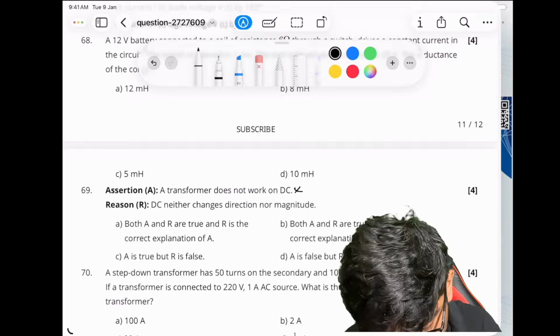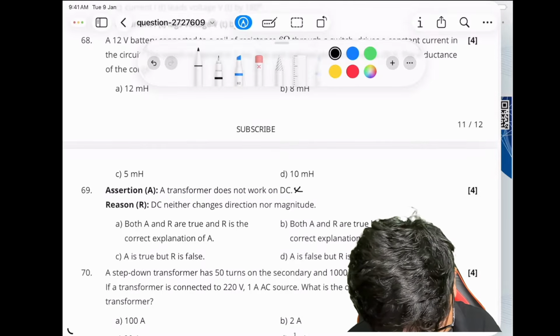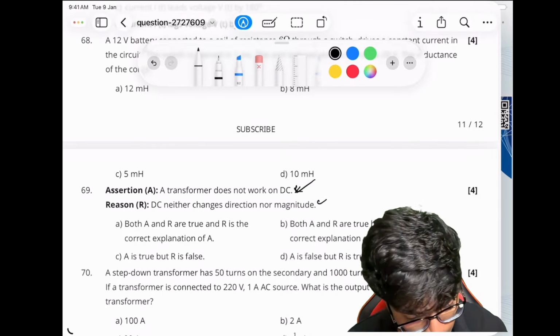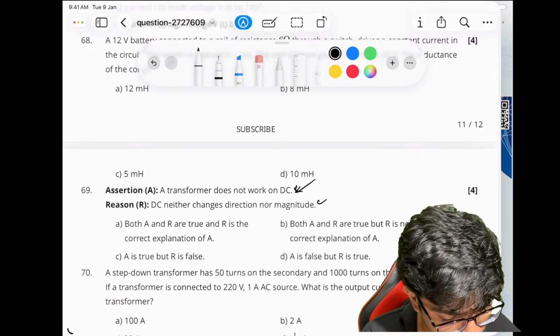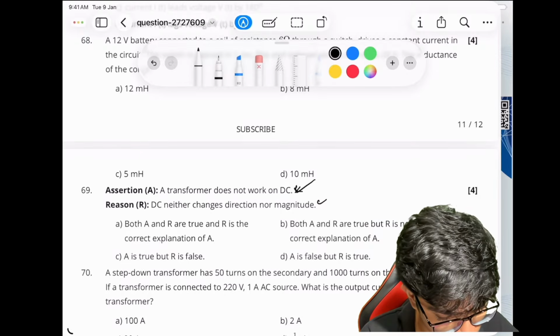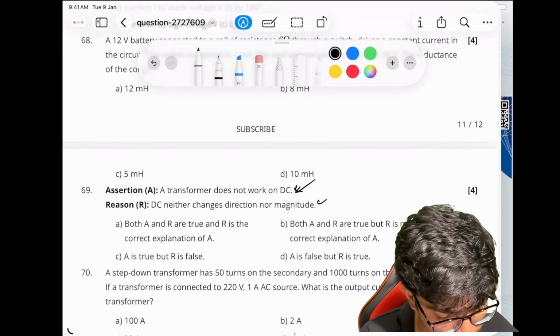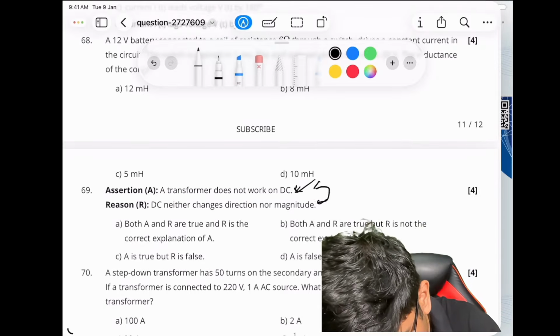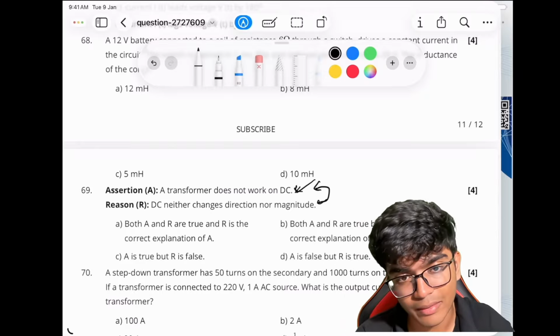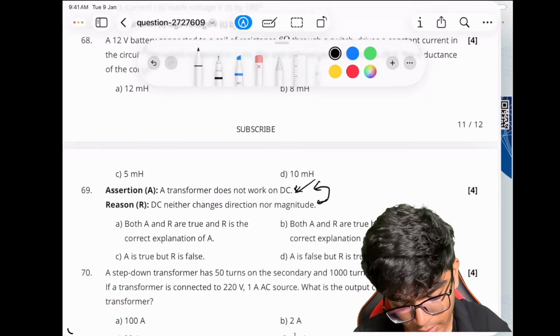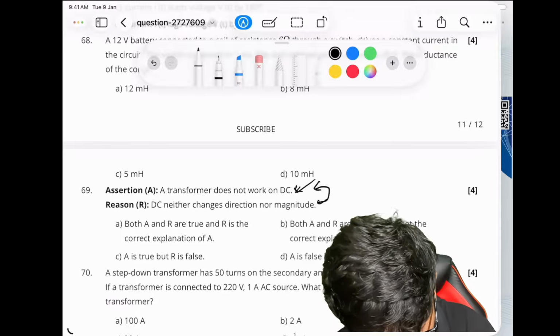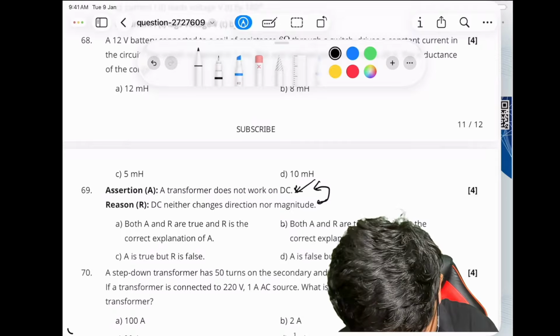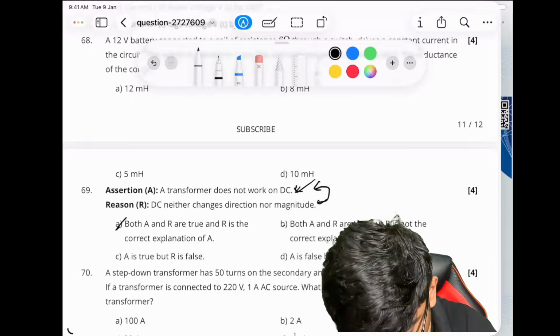Correct, but is R the correct explanation of A? Yes, exactly, because if the current changes direction, I'll be able to induce a magnetic field. If it doesn't change, I can't. So R is the correct explanation of A.